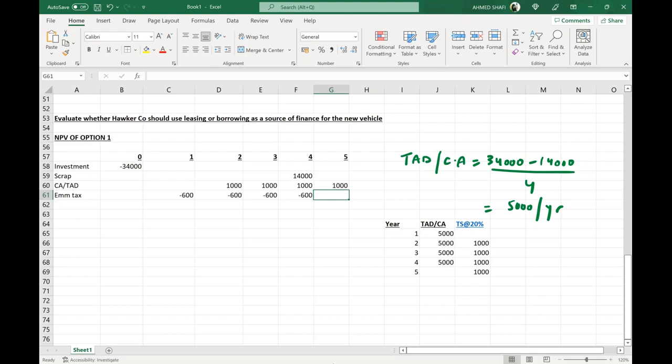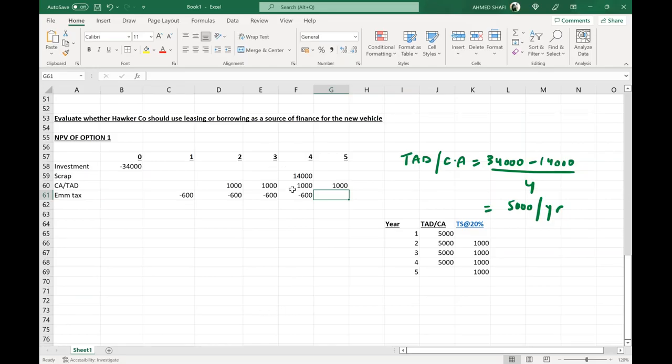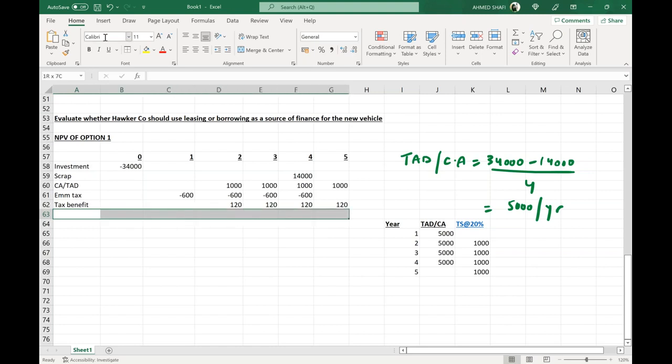And it states emission tax are tax deductible. What does this mean? Emission taxes are tax deductible. That means this is an outflow. It will reduce your profits by 600, so it will result in a tax benefit of 600 into 20%, 120 in arrears. Taxes in arrears, right? So 120 in later years. These are all the cash flows mentioned in the question with respect to option one.